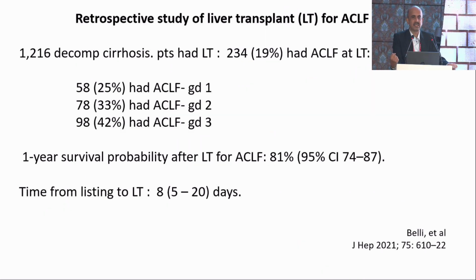This very recent study from across Europe, where the experience of using liver transplant to treat ACLF, showed 25% had grade 1 ACLF and 33% grade 2 ACLF. So it's our proposition that increasingly grade 1 ACLF, one can try treating with plasma exchange, while grade 2 and 3 probably will need liver transplantation.